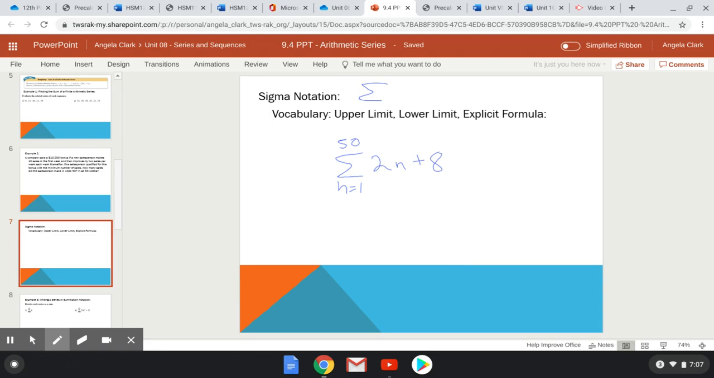So down here, you have your lower limit. So this is the lower limit. So we started at 1. So remember in the last video, it was 1 week to 50 weeks. So it was the first 50 weeks. So we're starting at week 1. So that's the lower limit. And we're going up to week 50. So that's the upper limit.